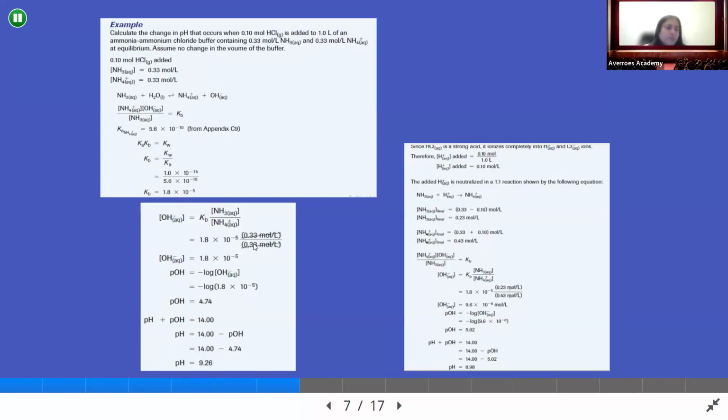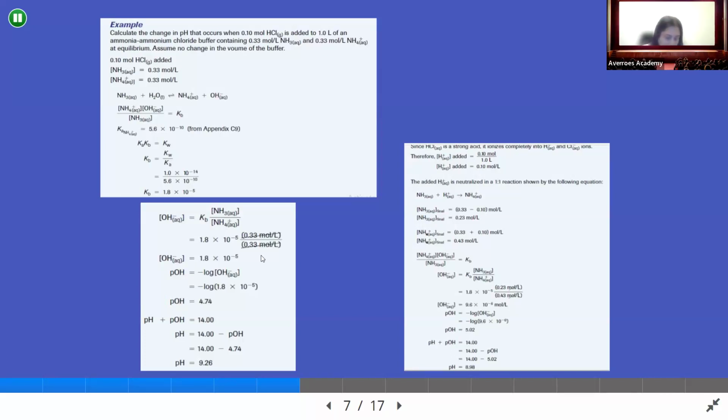Now to get our concentration of OH-, that is Kb times the concentration of NH3 over the concentration of NH4+. Those cancel each other out. And we get the concentration of OH- to also be 1.8 times 10 to the negative 5. And then we can use our pOH logarithmic formula to determine the pOH. When you subtract that from 14, you get our pH to be 9.26.